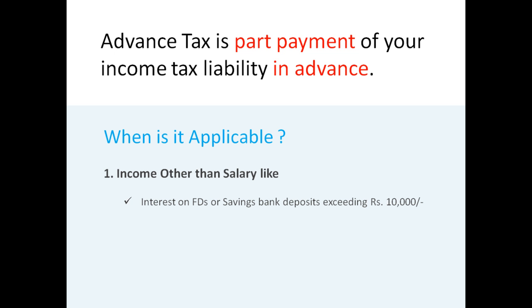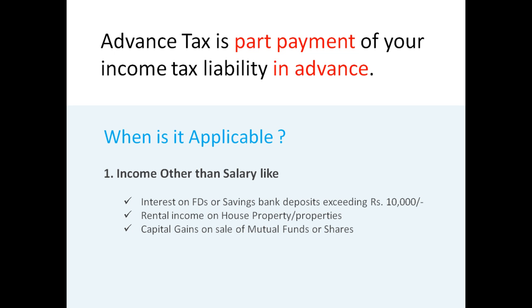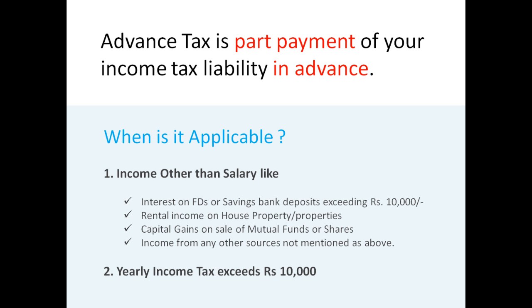It can be anything like interest on fixed deposits or savings bank account interest exceeding rupees 10,000, or some rental income from your house property. It can be capital gains from mutual funds or shares, or any other income which is not mentioned here. And the other criterion is that your yearly income tax should exceed rupees 10,000.